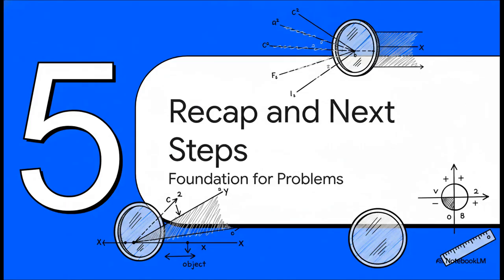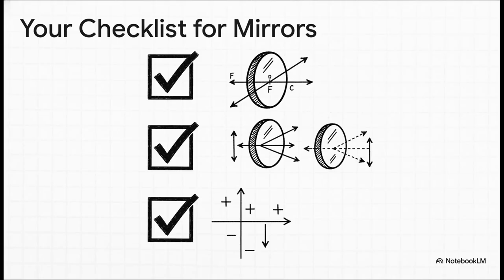All right, we have covered a lot of ground today. We have learned how to draw the images, and we've learned the rules for measuring them. So let's quickly summarize the key takeaways. This is your foundation for solving any numerical problem related to spherical mirrors. Think of this as your checklist. First, master at least 2 of the 4 standard rays. Second, understand the big difference between real and virtual images.